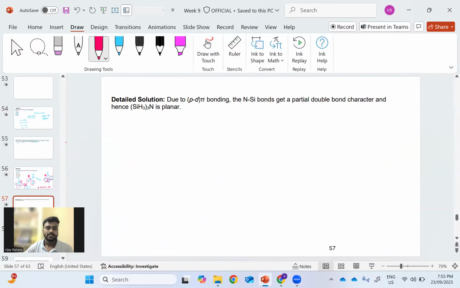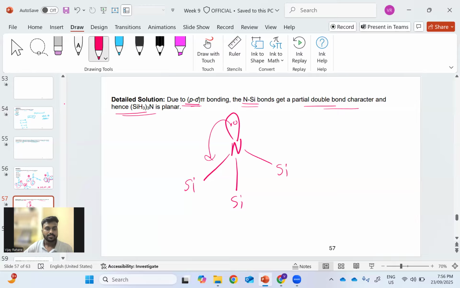And also there is one more reason: this p-to-d bonding is also possible with the silicon. So if you look at this nitrogen, along with the bulkiness, this silicon has the vacant d orbital, and this lone pair can possibly go to this one. So it might induce some sort of double bond character, and as a result, the trisilylamine, (SiH3)3N, has the planar geometry, more planar geometry compared to all others.